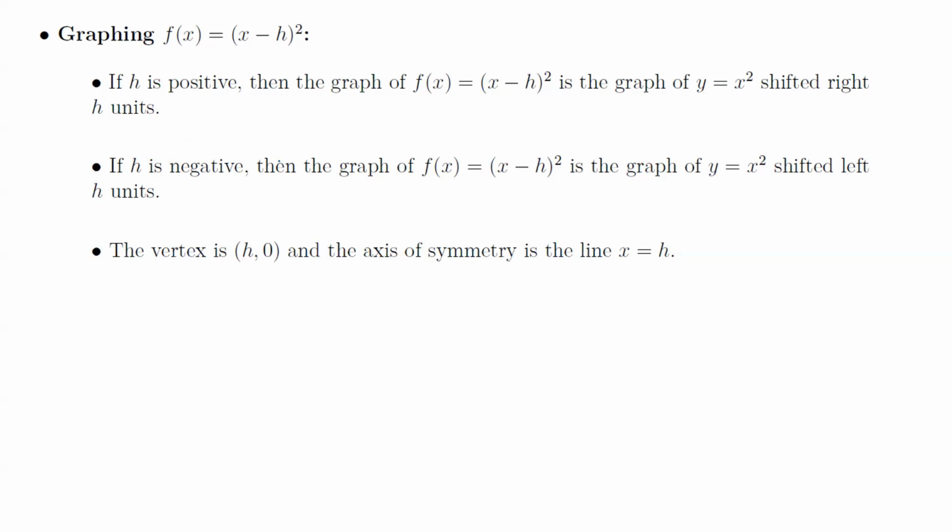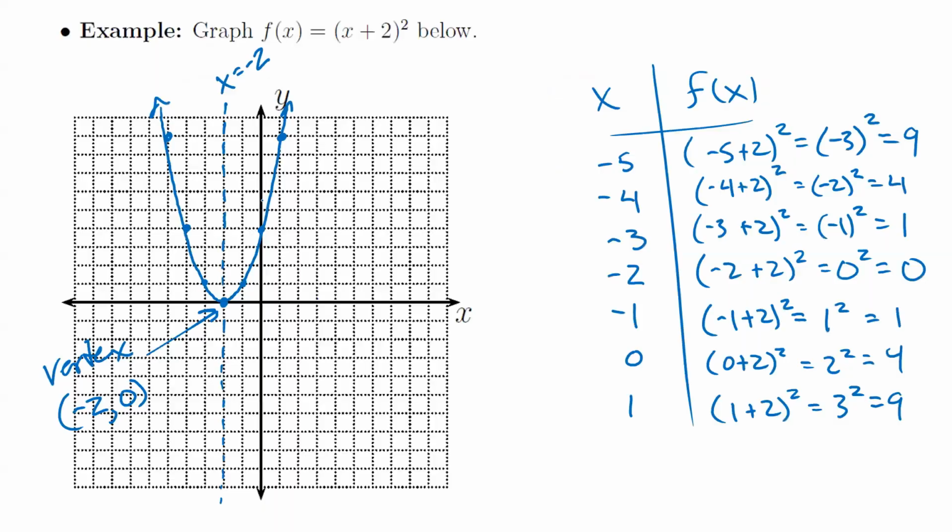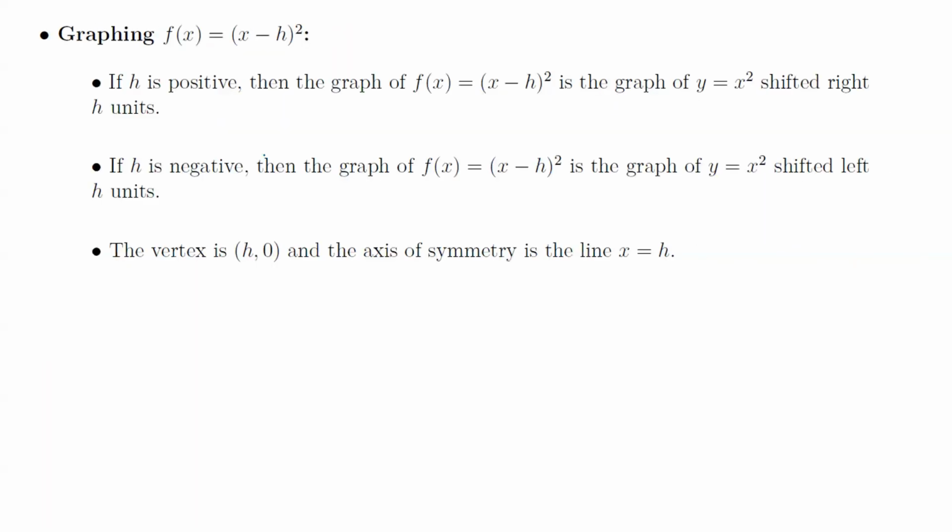Now, at first that might seem a little strange, but let's use our previous example. It was x plus 2 squared, right? So if I do f of x equals x plus 2 squared, we know that one went to the left 2 units, right? Well, that's the same as x minus negative 2, right? So that makes sense, right? So if you have a minus sign here and h happens to be negative, minus a negative does turn into plus 2.